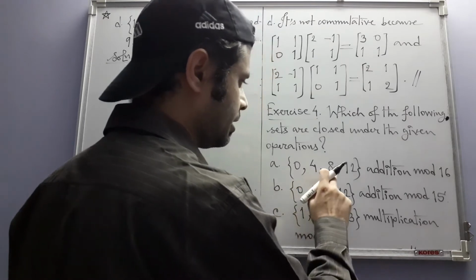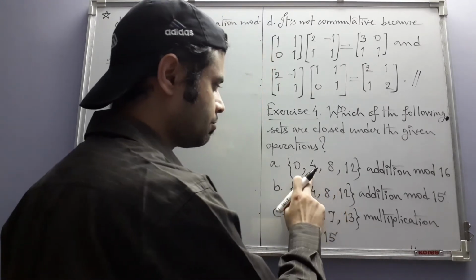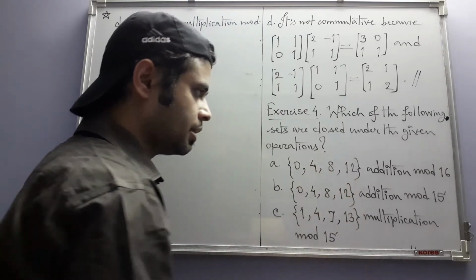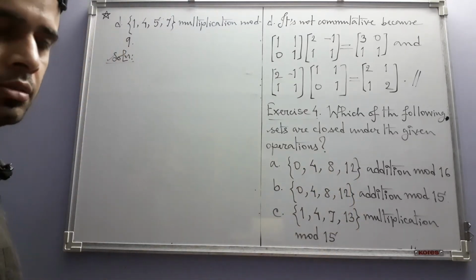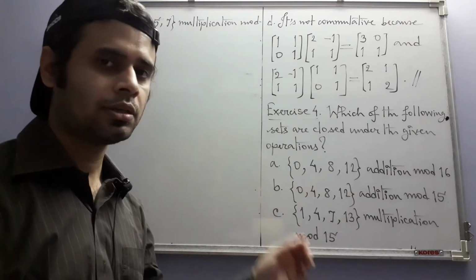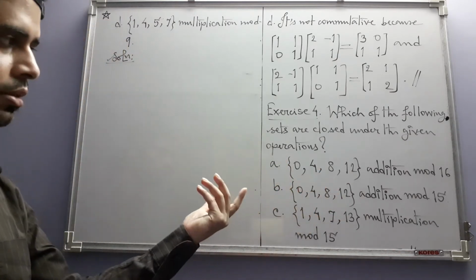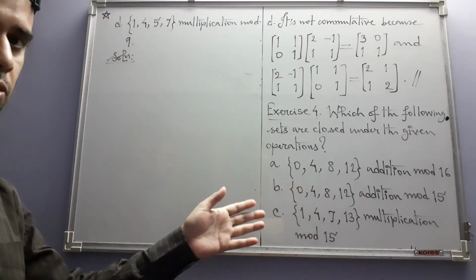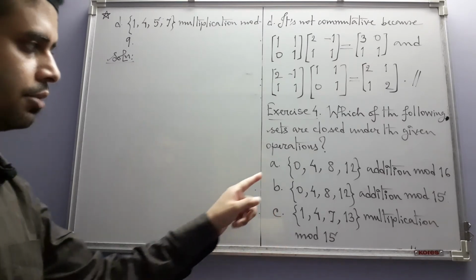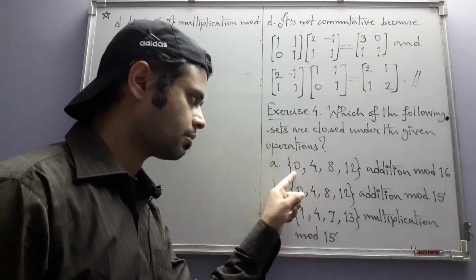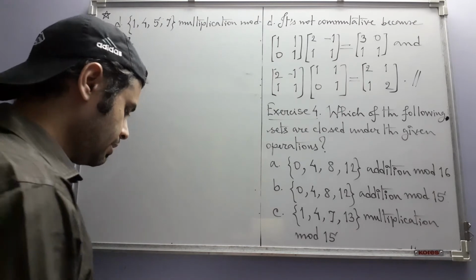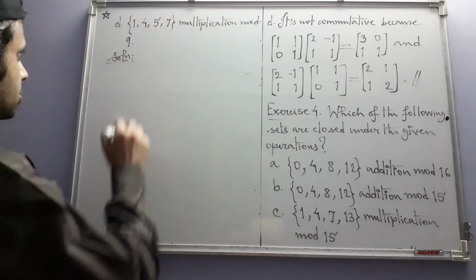4 plus 4 is 8, you have that here. 4 plus 8 is 12, 4 plus 12 is 16, 16 mod 16 is 0. Like that, if you form all the possible operations, I mean the operation addition modulo 16, among all the possible pairs of elements from this set, you will see that all such results will again belong to this set. So this set is actually closed.